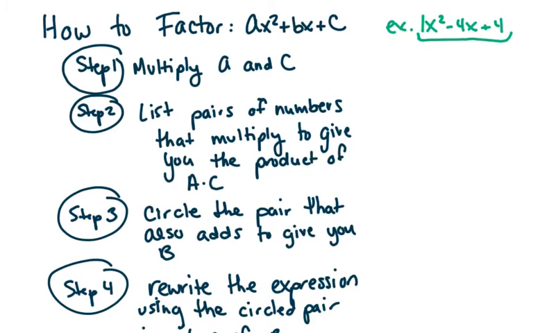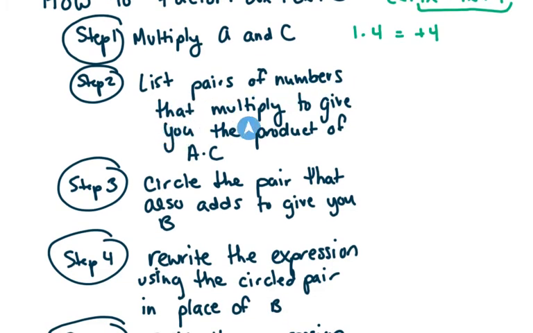So I'm going to multiply, that's my a, that's my c, so 1 times 4, which is equal to a +4. And I'm making sure to put the positive there because that is going to matter as we're going through this, so I want to make sure that I'm paying attention to my signs. All right, so 1 times 4 is 4. Then it says list the pairs of numbers that multiply to give you the product of a times c. Well, I already did a times c. Remember, product is just the result after you multiply. So this is my product of a and c.